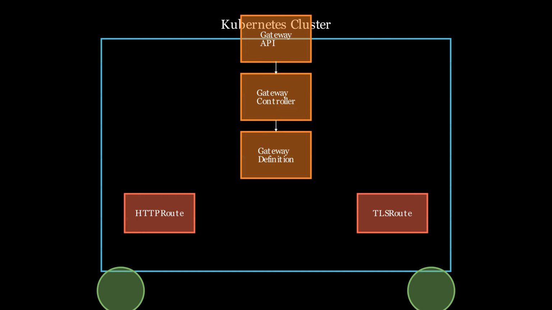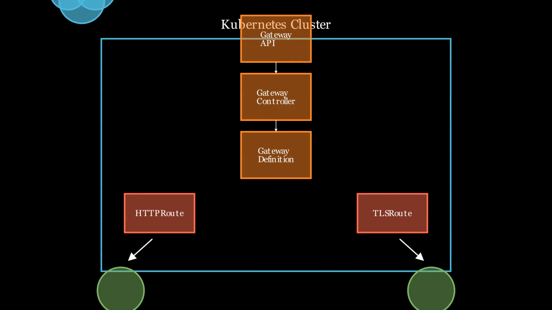The Gateway API connects to the Gateway Controller, which implements the routing. The Gateway Controller then connects to the Gateway definition, which specifies the desired state of the gateway. Routes connect to the applications, directing traffic based on the routing rules. HTTP route sends traffic to app A, while TLS route sends traffic to app B.